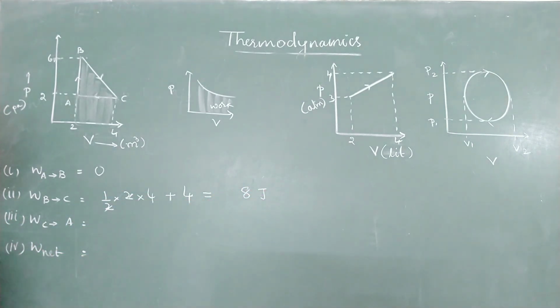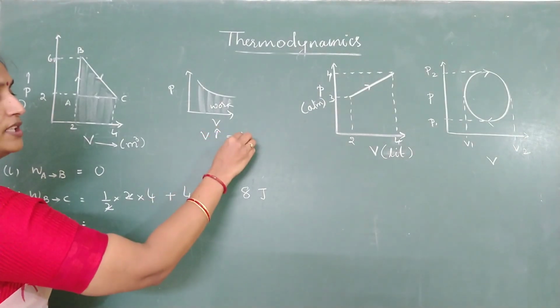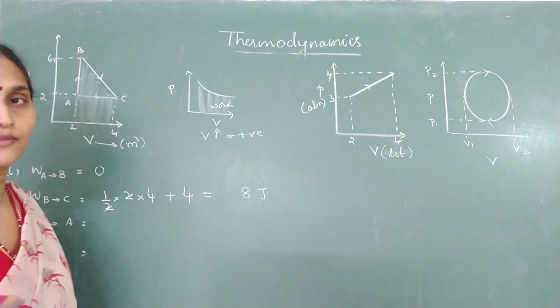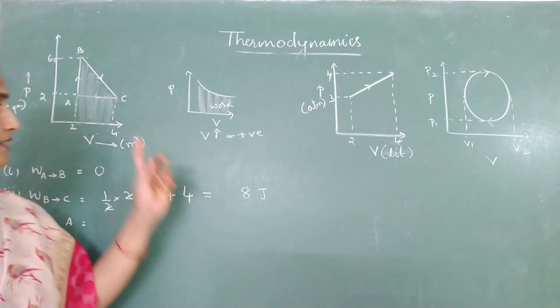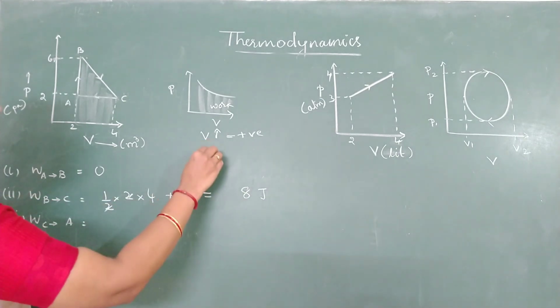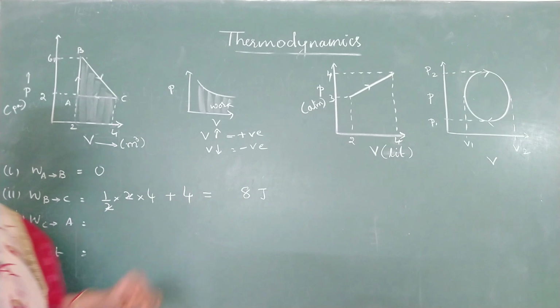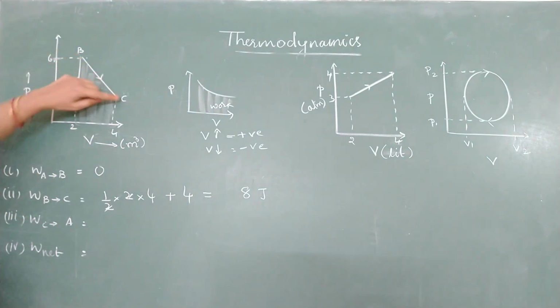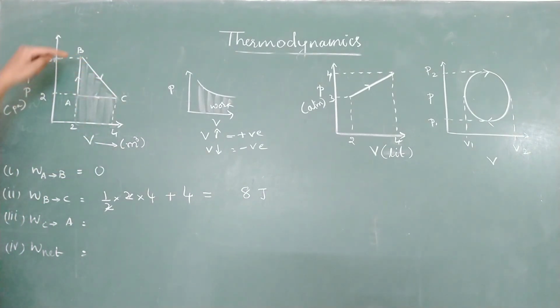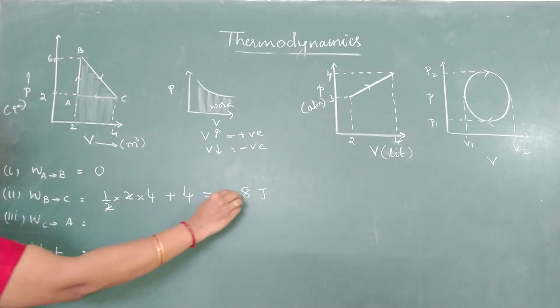Now check the sign. If volume increases, work done is positive. Okay, what is the sign convention we take? Whenever there is an increase in volume, work done is positive. If volume is decreasing, work done is negative. Now check whether in the process B to C, volume is increasing or decreasing. There is an increase in volume from 2 to 4. So what is the sign?